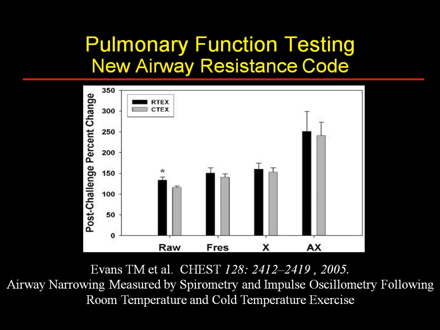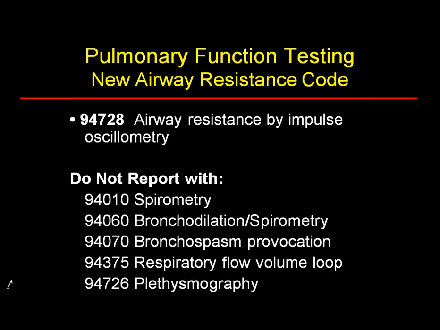This is an example to show that there's a very good concordance between airway resistance measured by spirometry compared to airway resistance measured by impulse oscillometry. The airway resistances are similar, as are the resonant frequency changes and the other calculated measurements determined by oscillometry. This particular study showed that one obtained similar results whether bronchoconstriction was obtained by exercise at room temperature or cold temperature. Next slide.